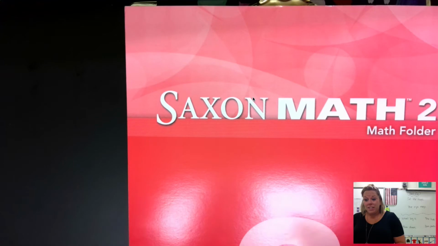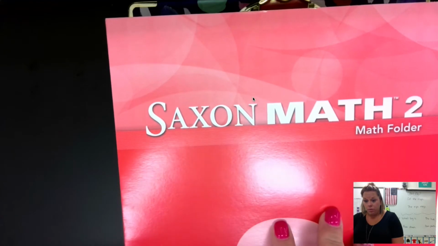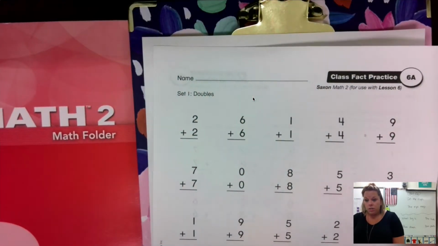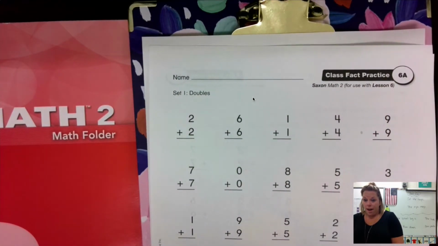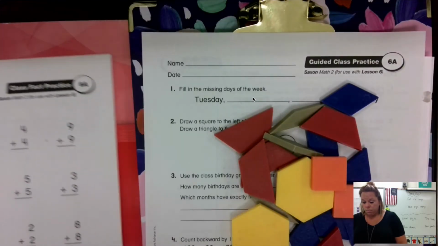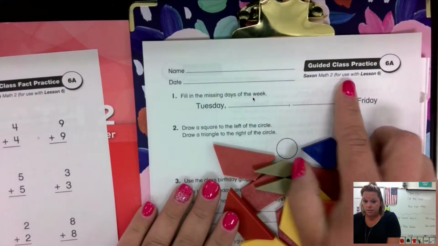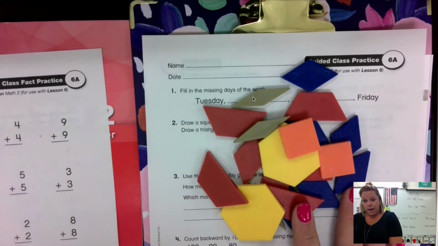Today, you are going to need a couple materials for our math lesson. So for today, you will need your red math folder. Okay, so make sure you have that. You will also need to go into your Wednesday folder and make sure that you have your class fact practice. You will also need your guided class practice, as well as your baggie with your pattern blocks.